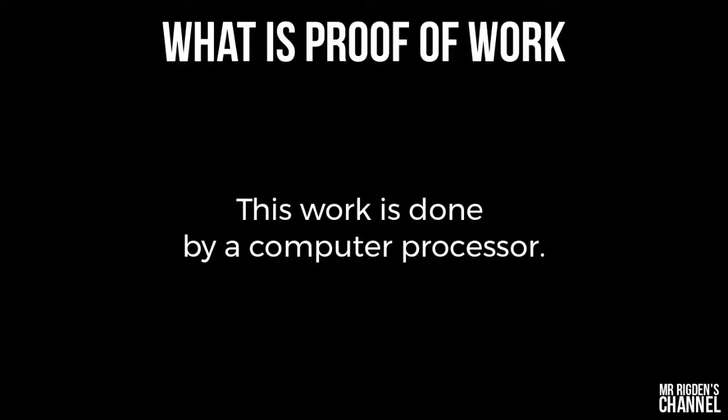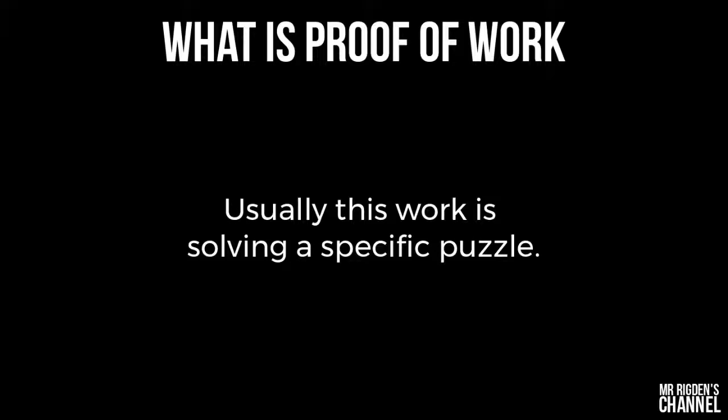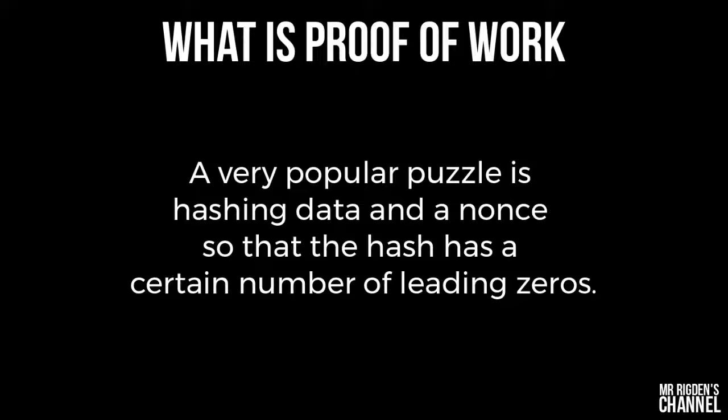Okay, so proof of work. Proof of work is a system that operates by requiring participants to engage in a certain amount of work. That sounds kind of redundant, but it's not. It makes sense. This work is done by a computer processor. Usually the work is to solve a specific problem. A very popular problem is hashing data with a nonce, so that the hash has a certain number of leading zeros.